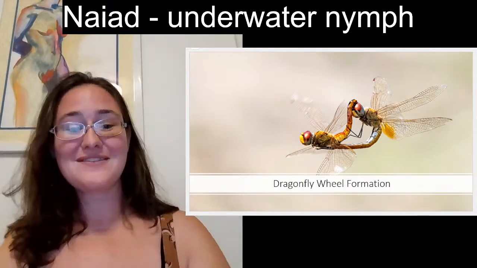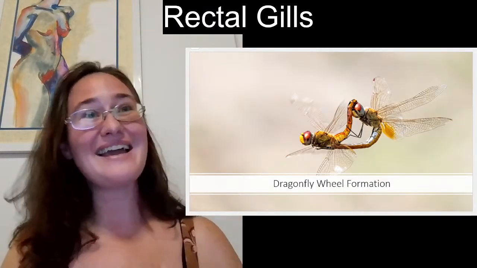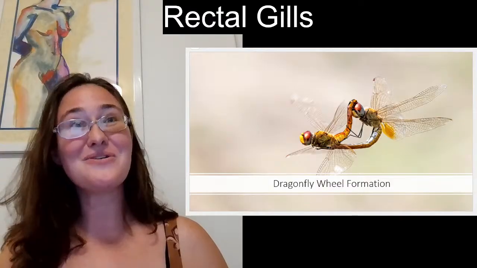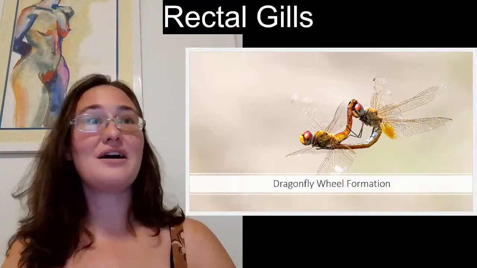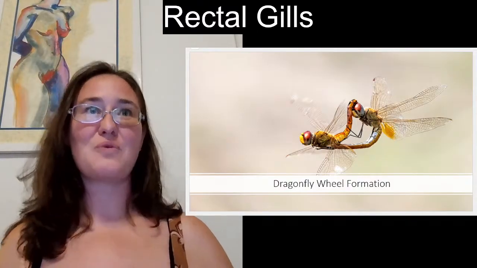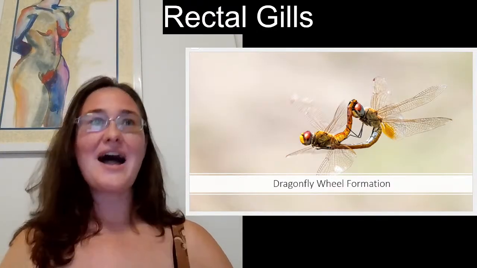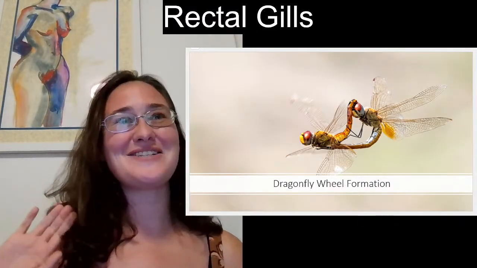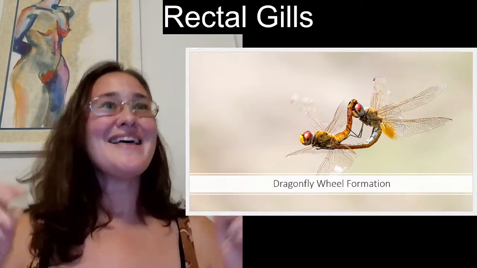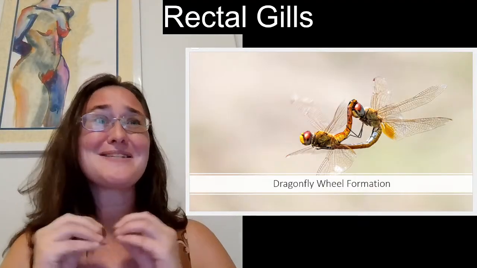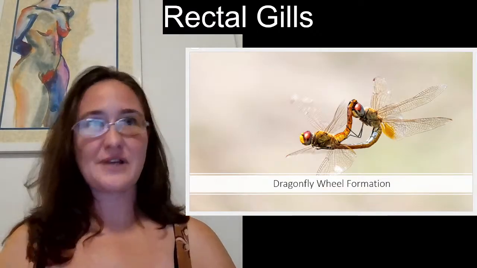They also have something that we call rectal gills, meaning that the naiads pull water up into their abdomen, and that's how they breathe. They have the ability to pull oxygen out of the water while it's inside of their body. And when they get scared, they can spray water out of their abdomen so quickly and with so much force that they use it like a little jet propulsion. It's fabulous. So those are the immatures and kind of why I love dragonflies.